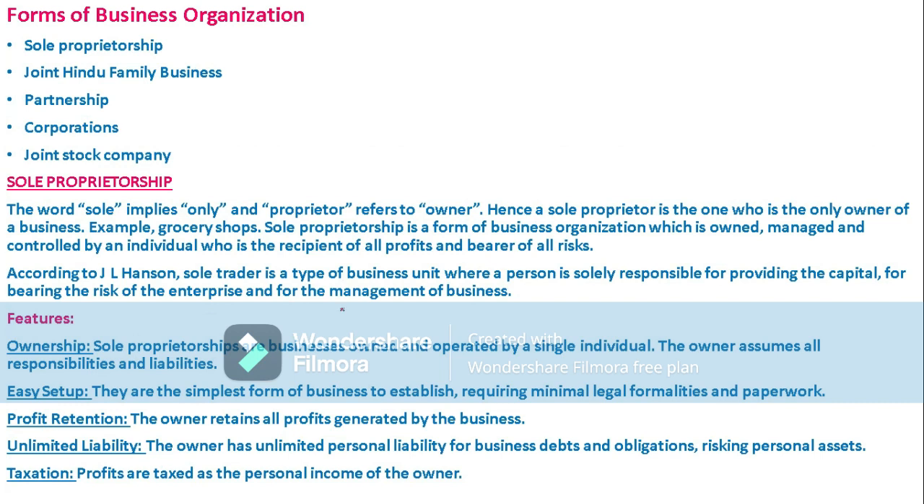Next, these are the different forms of business organizations: sole proprietorship, joint Hindu family, partnership, corporations, joint stock company, etc. As of now, for your syllabus, you have to learn about sole proprietorship, partnership and corporations. So if we see the first one, sole proprietorship, what is the meaning of sole proprietorship?